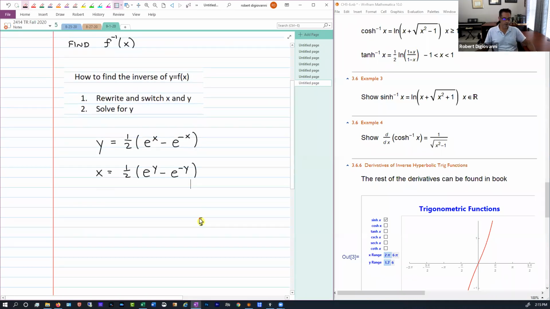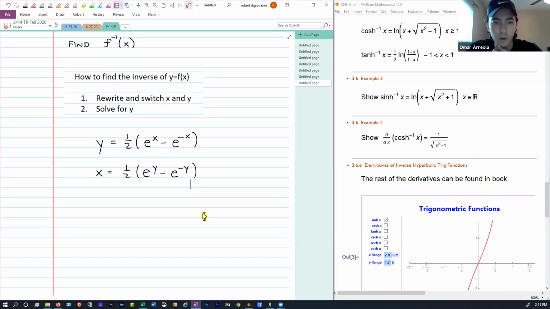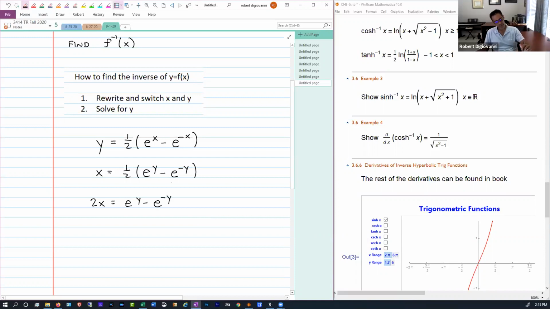Did any group get past this part and actually start trying to solve for y? Yeah, you multiplied both sides by 2 to cancel the half, and you're left with 2x equals e to the y minus e to the negative y. Yep, that looks good. Okay, now remember our goal is to get y equals something. So did y'all get past that?